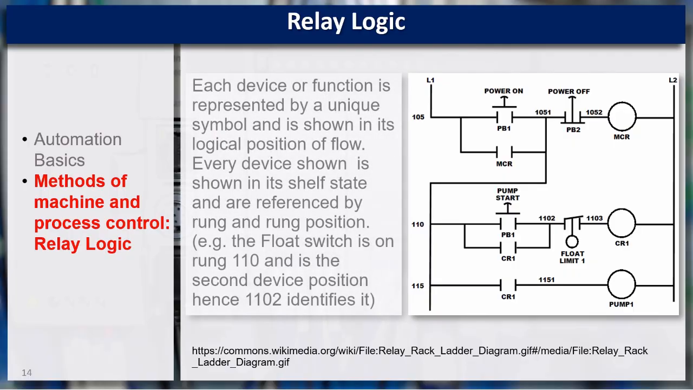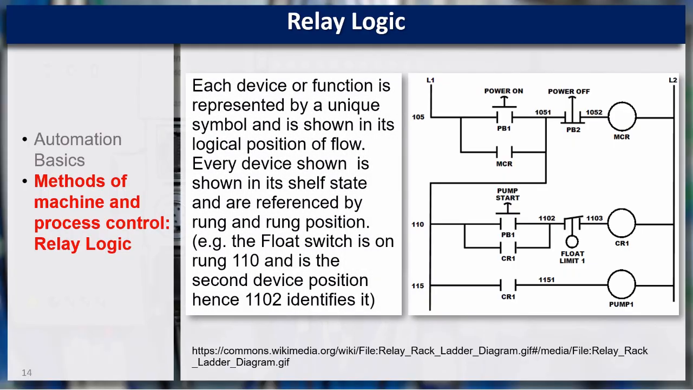Each device or function is represented by a unique symbol shown in its logical position of flow. Every device is shown in its shelf state and is referenced by rung and rung position. For example, the float switch is on rung 110, and it's the second device position, hence its number is 1102.